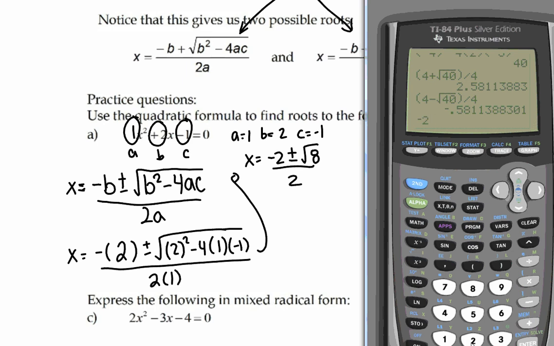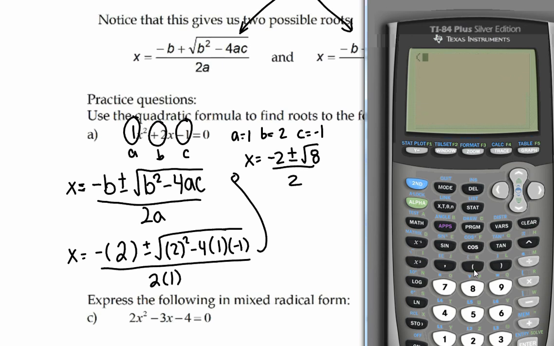Now I'll type in the full thing, show you can do that, but you have to be very careful. Now, your numerator has to be in brackets, unless you do it in 2 separate steps. Negative 2 plus root 8 all divided by 2. And then go second enter and change it to negative 2 minus root 8. Make sure you use minus and not a negative.